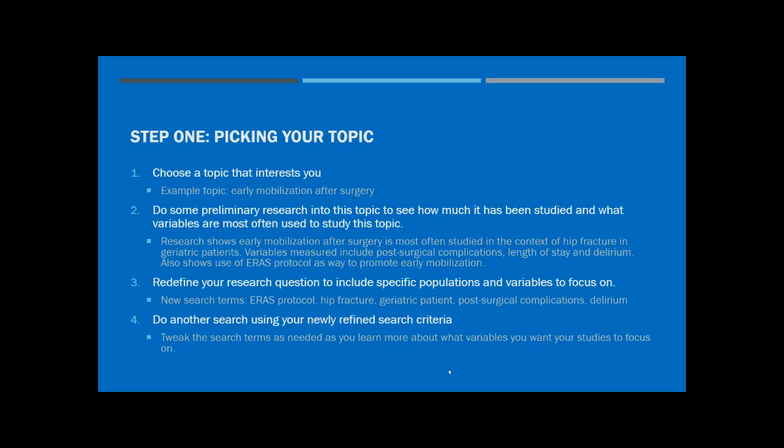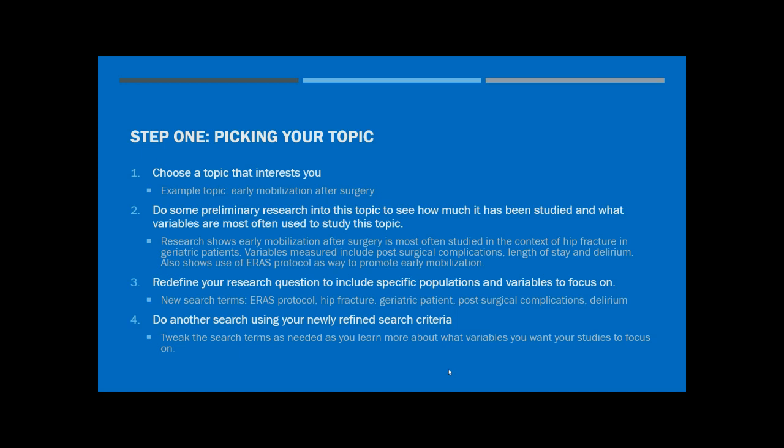But first thing you got to do is pick your topic. Choose something that is pertinent or interesting to you, because otherwise the paper is just going to be a slog. For this little mini example, I chose early mobilization after surgery because I'm a surgical nurse, and that's something that we talk about a lot on my floor.